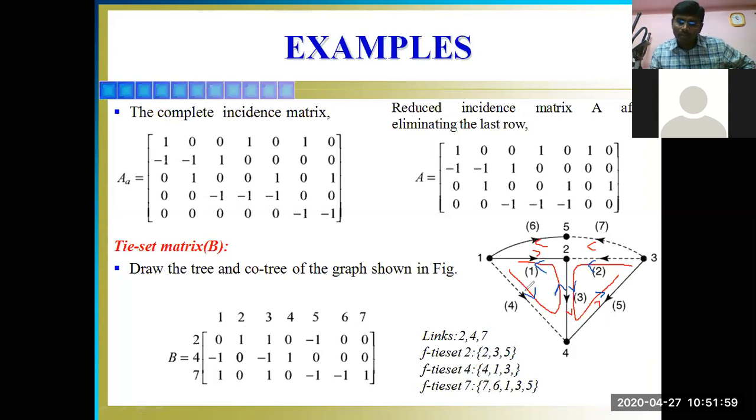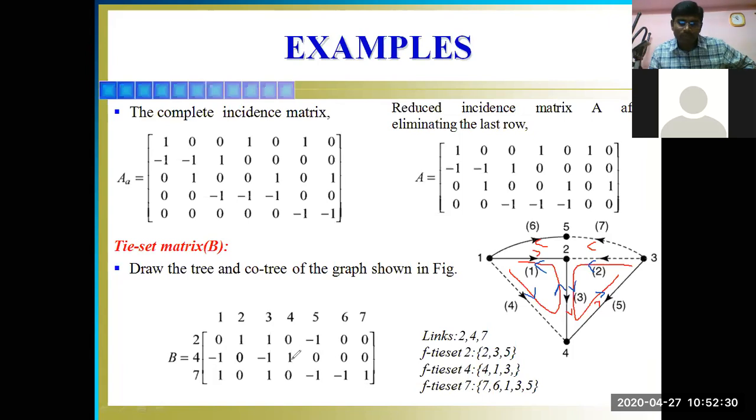Coming to 4, see here: 4, 1, 3. 4 and 1 are in the same direction, but the direction of this loop is equal to the direction of the link. These two should be the same, and these two are opposite. For 4 it is +1, and for 3 and 1 it is -1.